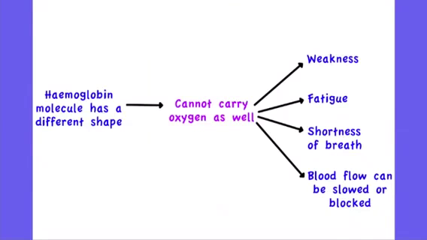It is important to note that sickle cell anemia is caused by two mutated recessive alleles. That takes you a little bit into genetics, so do check the genetics section for that.